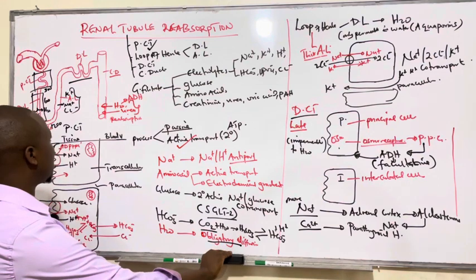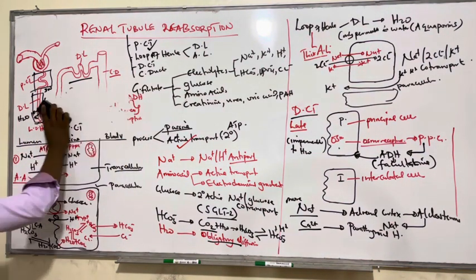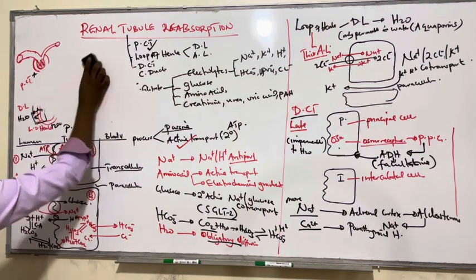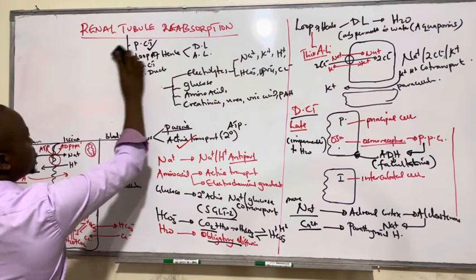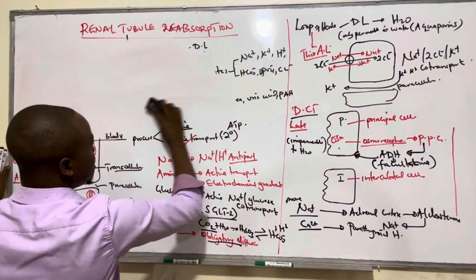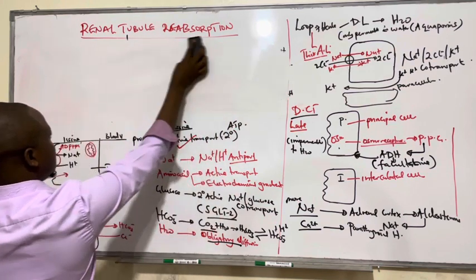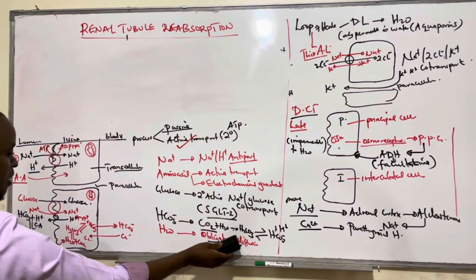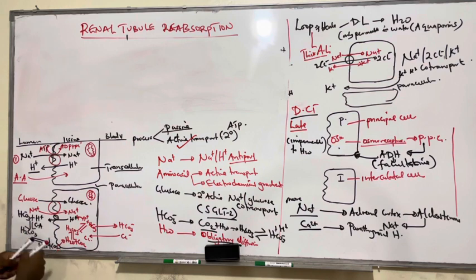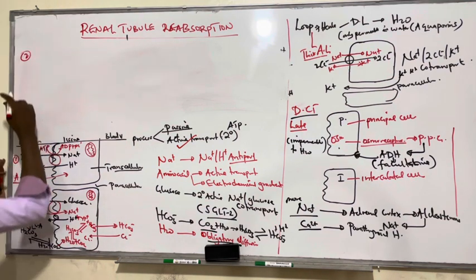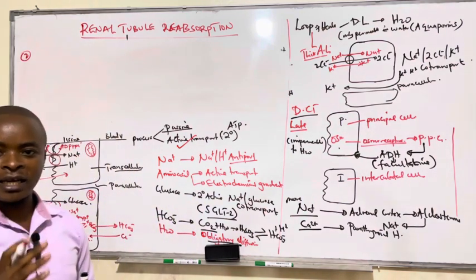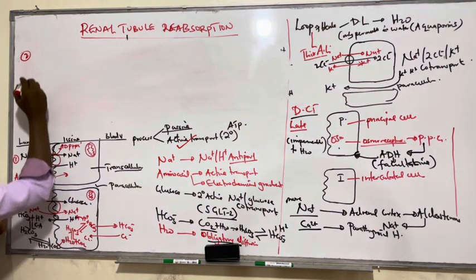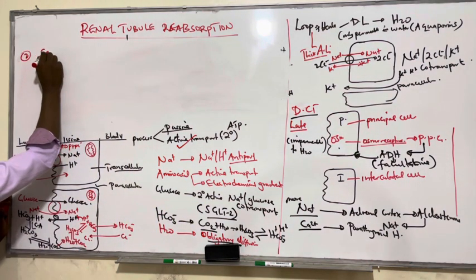So the last part we can talk about here is secretion, because we saw the renal tubules play a role in reabsorption and secretion. So the first part we have finished is renal reabsorption, selective reabsorption. Now we want to look at secretion, renal secretion.